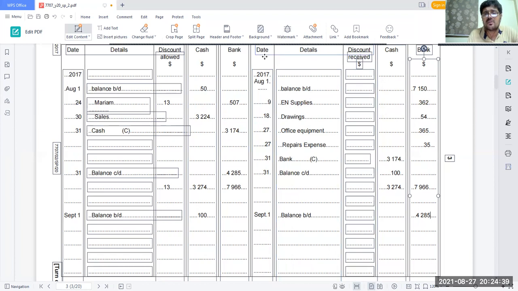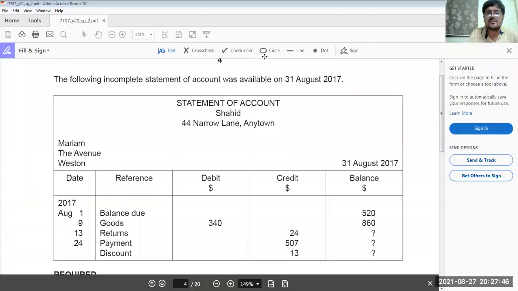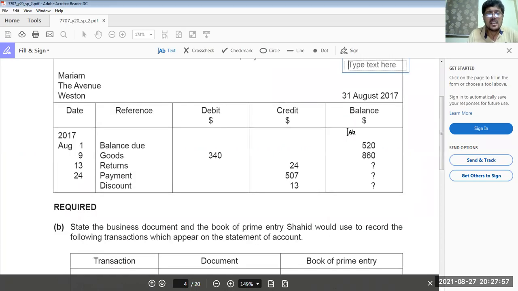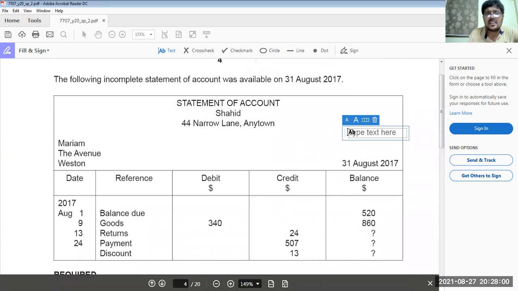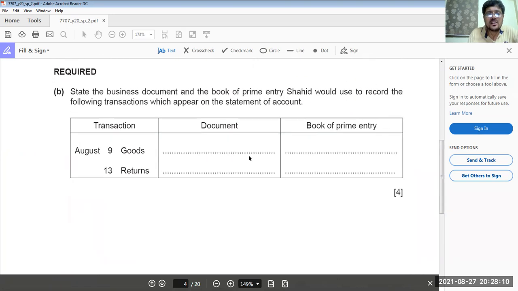Achha. Now we have to move to question number 2. Now, after question number 1A, we'll move to question 1B. Statement of account, Shahid, 44 Narrow Lane. Okay. Now, in this question, Mariam is the buyer and Shahid is the seller. So, state the business document and the book of prime entry Shahid would use to record the following transaction appearing on the statement of account: goods, document, sales invoice.